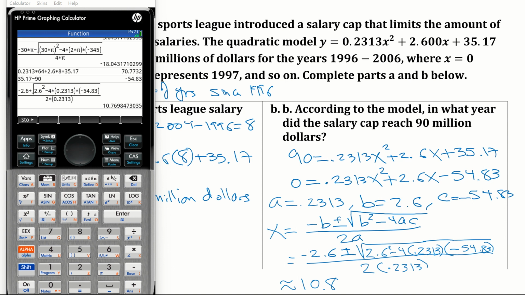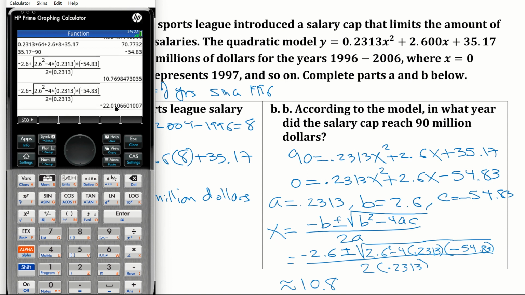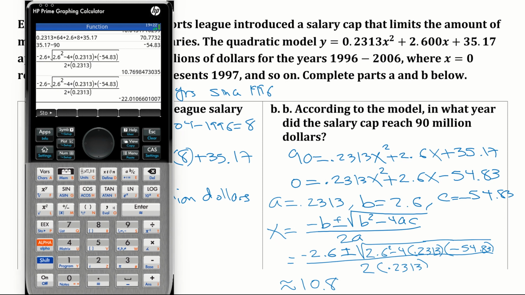So let's go ahead and do the minus case. That gives us negative 22.01. That doesn't make sense for a number of years since a given year, so we can ignore that one. Now, the instructions on this one say round down to the nearest year. So this will round down to 10.